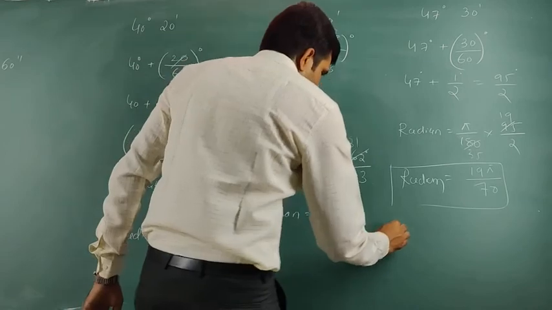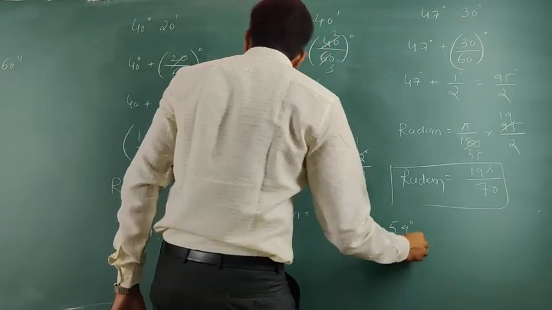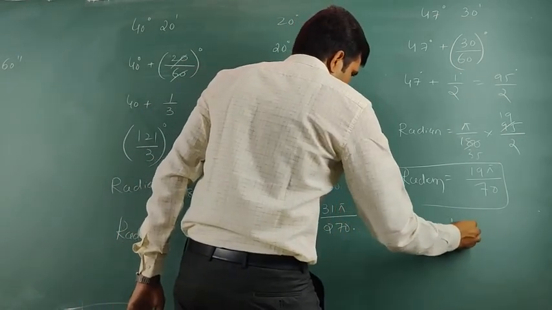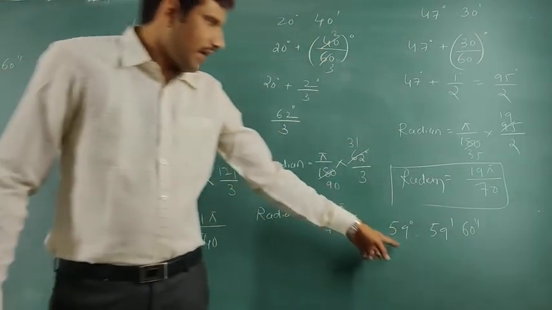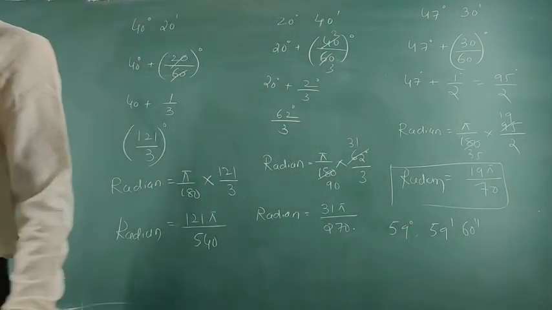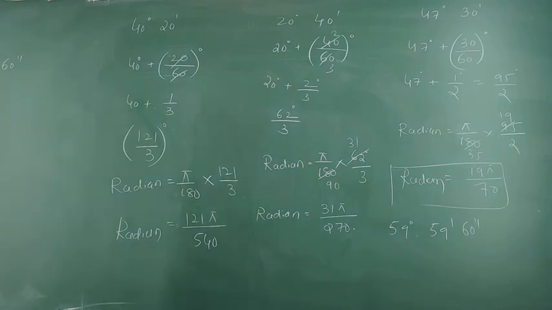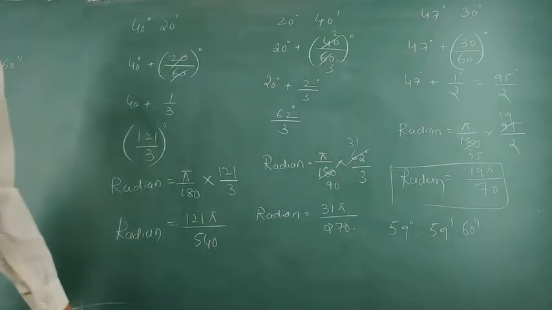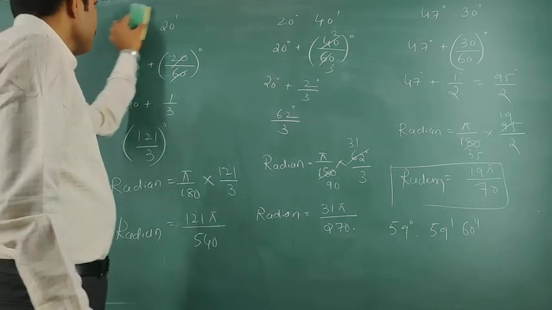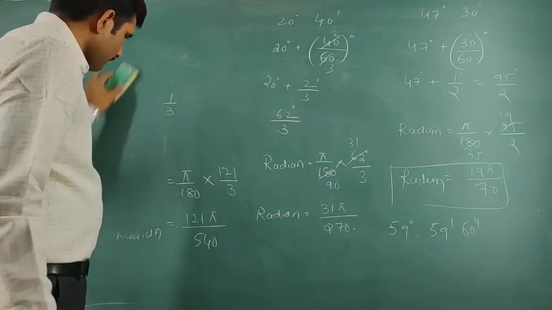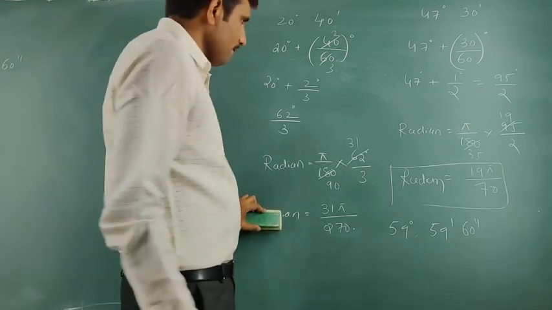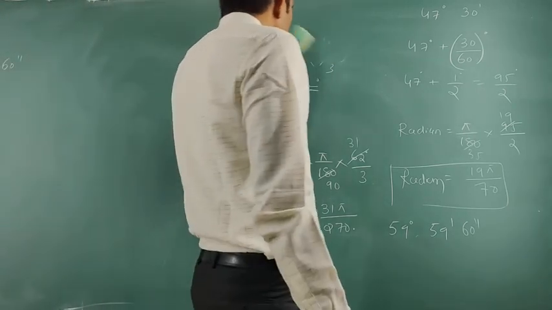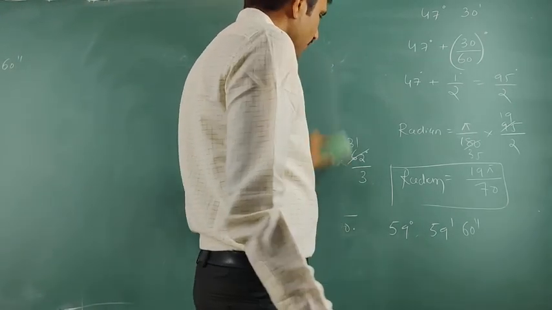Then tell me the answer for this one: 59 degree, 59 minutes, 60 seconds. Tell me the next one. Pi by 3, sir. Yeah, pi by 3 is correct.